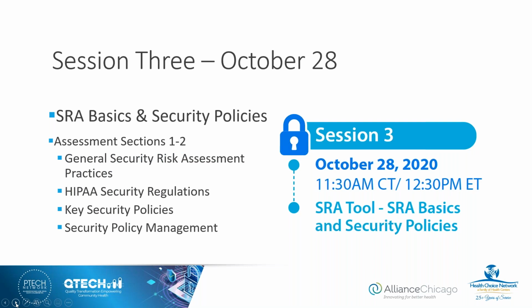So here on session 3, we're going to talk about the SRA basics and security policy. This SRA tool is broken down into 7 assessment sections. So each session, we're going to cover a different section. So here we're going to cover assessment sections 1 and 2, which talk about your general security risk assessment practices and HIPAA security regulations. So you'll get questions such as, have you completed an SRA in the past? Is your SRA up to date right now?